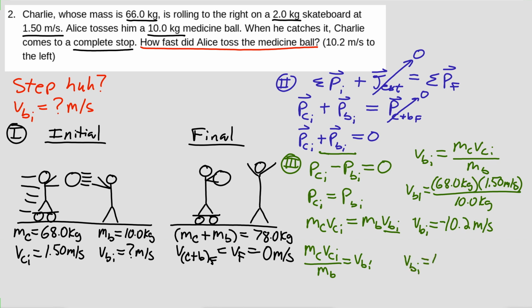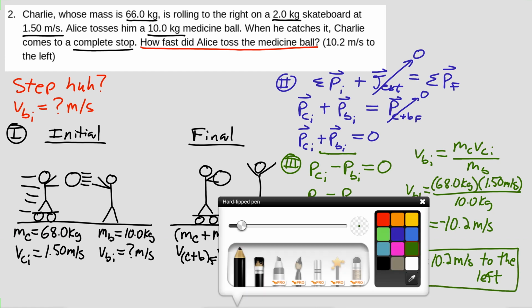V sub bi is equal to 10.2 meters per second to the left. I think that one's a little bit clearer, so I'm going with that one.